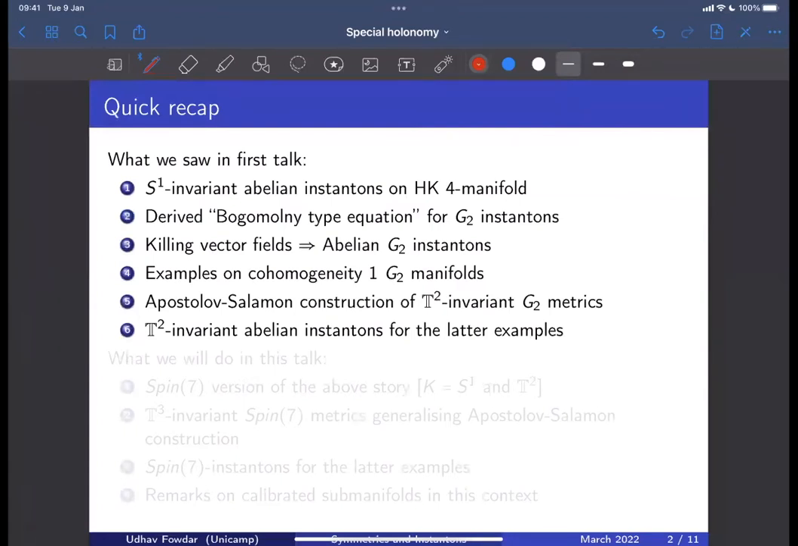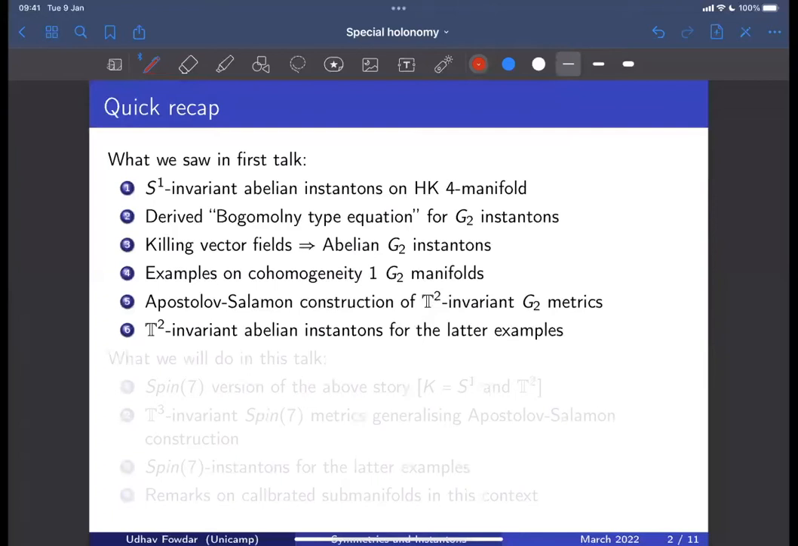And this essentially followed from the Bogomolny equation. Then we moved on to S1 invariant G2 manifolds, and we derived an analog of the Bogomolny equation in this context, and we deduced from this that Killing vector fields gave rise to abelian G2 instantons. And we saw how this can be applied to cohomogeneity one G2 manifolds. In particular, we looked at the spinor bundle of S3.